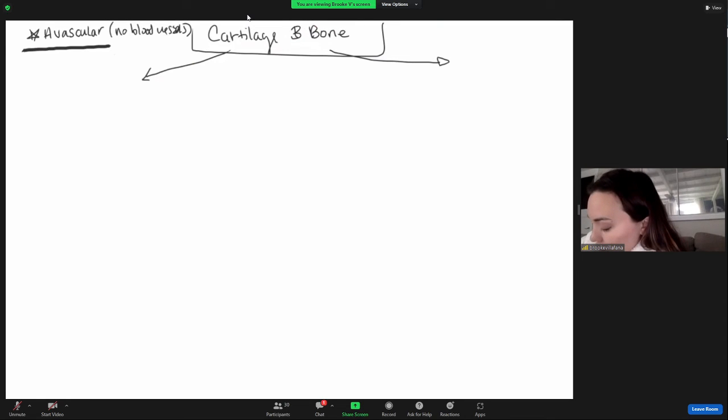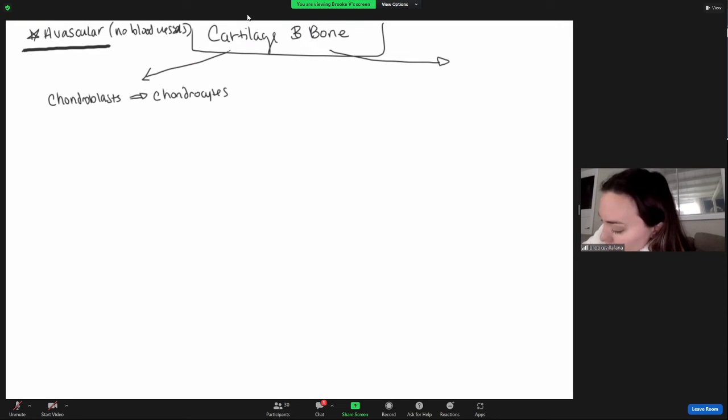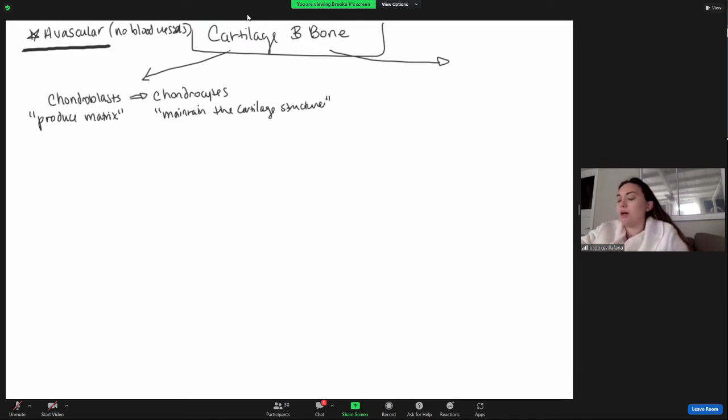Cartilage has chondroblasts that give rise to chondrocytes. So before you guys just learned about the chondrocytes, now we're having you learn the new one, chondroblast. The chondroblast produces matrix, and then once enough matrix is produced, we're going to have the chondrocytes that maintain the cartilage structure. Okay, and then we'll talk really quick about the process of how they do this and where they actually go through their growth.